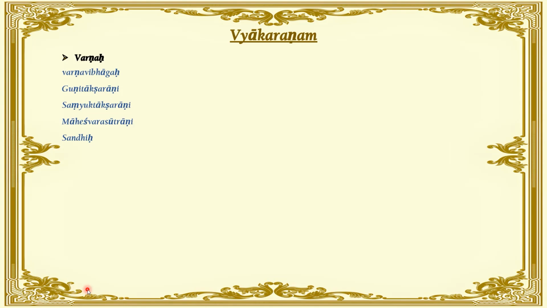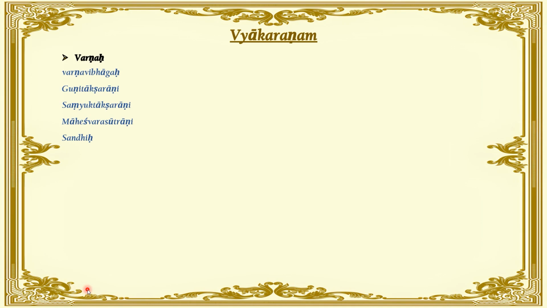Next topic we have is the Gunitakshara. That is, each of the vowels is attached to one consonant. So attached to the consonant ka, we have ka, kaa, ki, ku, ke, kai, ko, kau, kam, kaha. So that is the Gunitakshara.